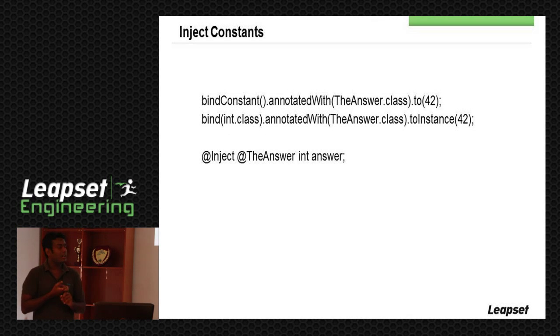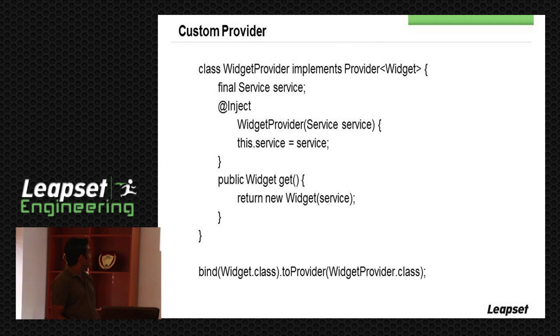As in Spring, we can also bind constants like this. So we can create the annotation The Answer, and we can simply inject the answer into answer, so it will automatically get instantiated with the value 42. So in this case, we can have reusable configuration values, and this is a sample code of the provider.